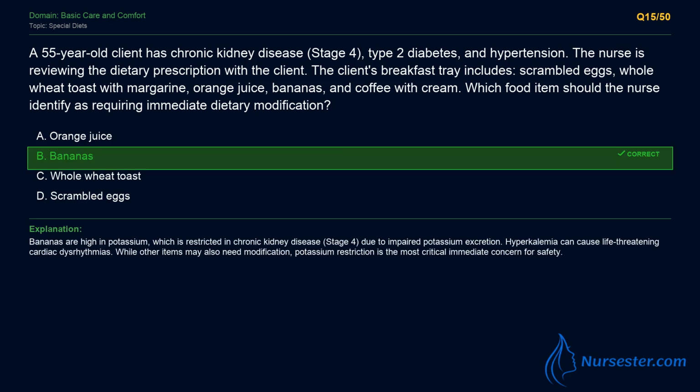The correct answer is B. Bananas are high in potassium, which is restricted in chronic kidney disease, stage 4, due to impaired potassium excretion. Hyperkalemia can cause life-threatening cardiac dysrhythmias. While other items may also need modification, potassium restriction is the most critical immediate concern for safety.